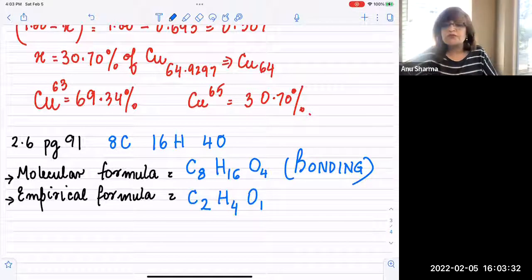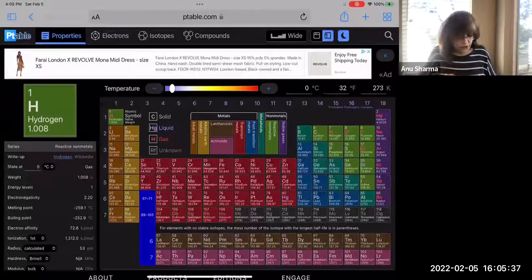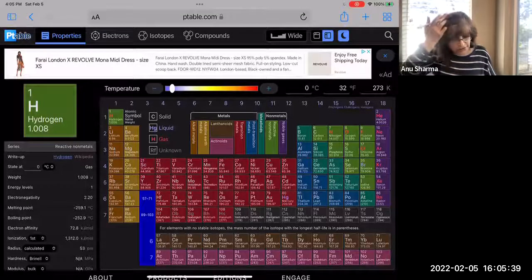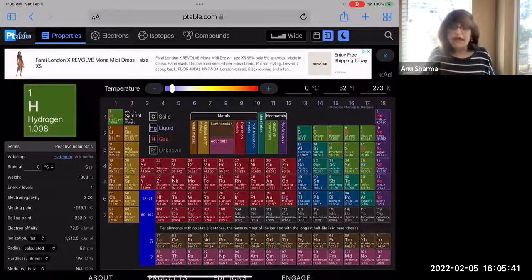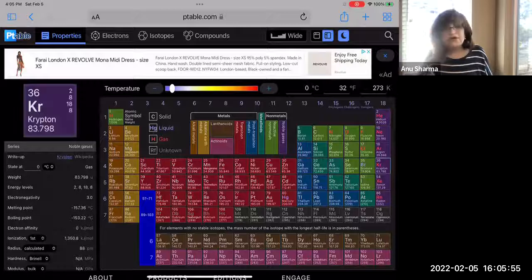Okay, let's look at the next problem. The next problem is on page 98, and here we are looking at the names of the group numbers. We are given krypton, selenium, barium, and lithium. The first thing is you should know where they are in the periodic table. Krypton is present here. Kr stands for krypton, that's the symbol and the name, and it belongs to the noble gases. So you should know the name of that column.